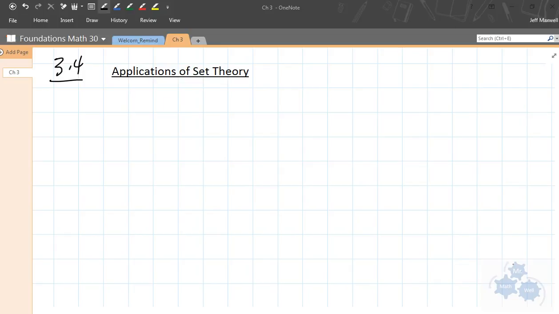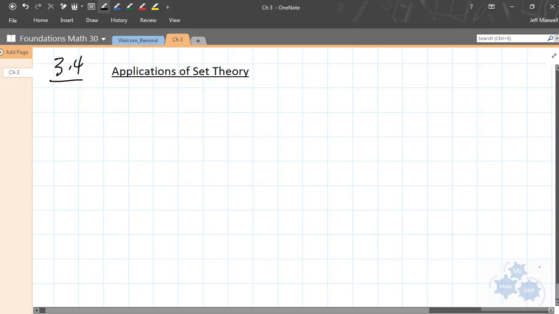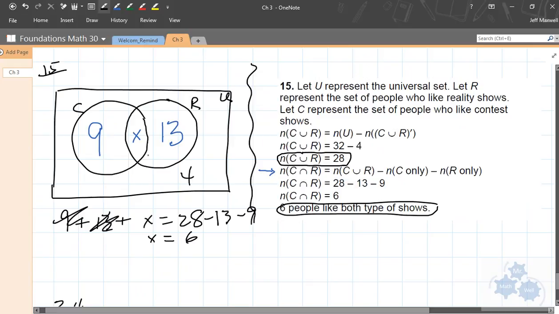All right, so section 3.4, Foundations of Math 30, applications of set theory. So we are talking about set theory, and we've been talking a lot about Venn diagrams and the principle of inclusion and exclusion. So there's the Venn diagrams, that would be the visual.